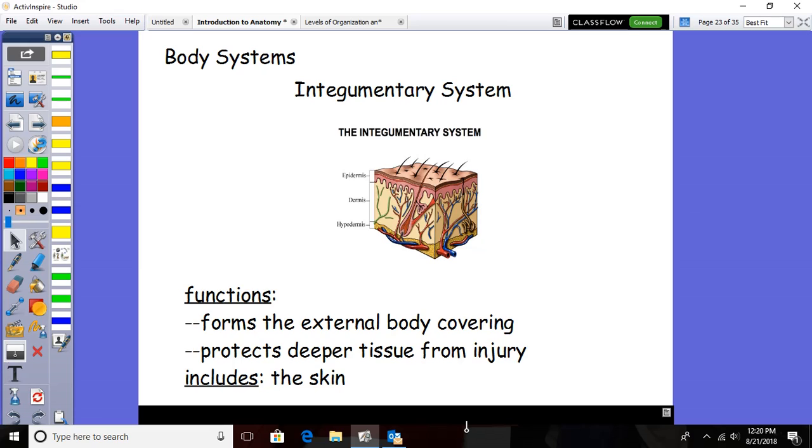For the quiz on Thursday, you'll see this on your review sheet: we want to be able to match up the integumentary system to the skin, and also match up the integumentary system to its functions.